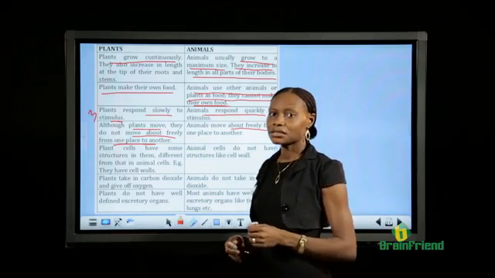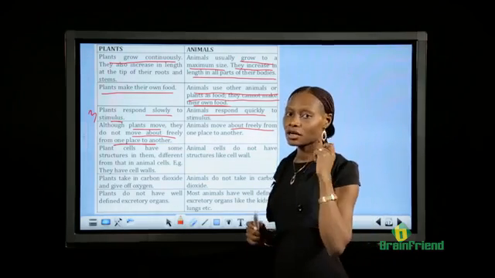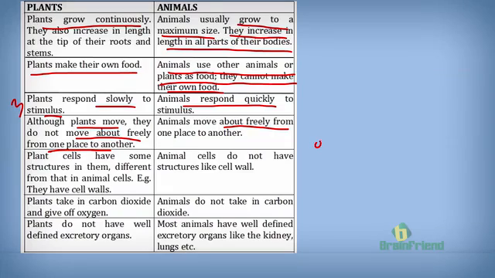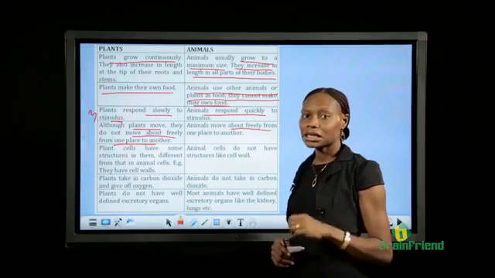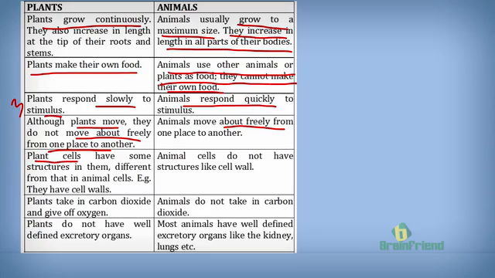All living things are made up of cells. What are cells? Cells are the basic functional unit of life. The very smallest functional unit of life. And both plants and animals are made of cells. But the plant cells are different in structure from the animal cells. For example, in the structure of the plant cells, they have what is known as the cell wall. But the animals do not have a cell wall.